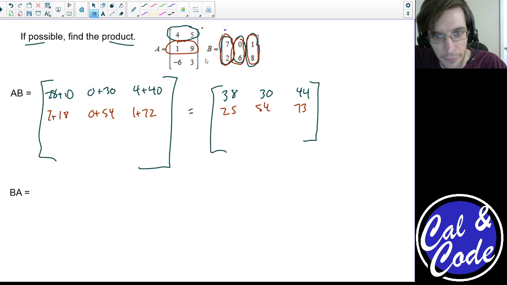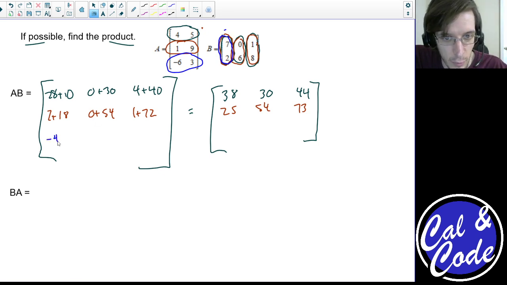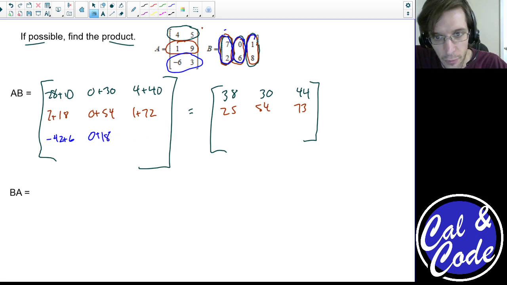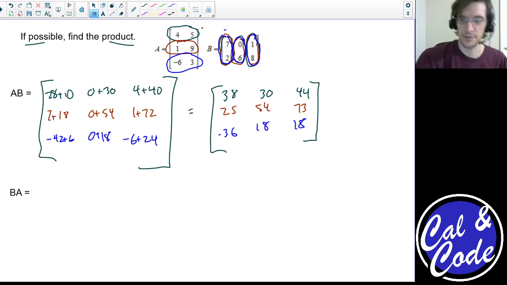Last, I have the third row. Negative 6, 3 gets multiplied by 7, 2. So negative 6 times 7 is negative 42 plus 6. Third row by second column, 0 plus 18. Third row, third column, negative 6 plus 24. This gives me negative 36, 18, and I think 18 again. Alright, so that is what happens when I multiply matrix A times matrix B.